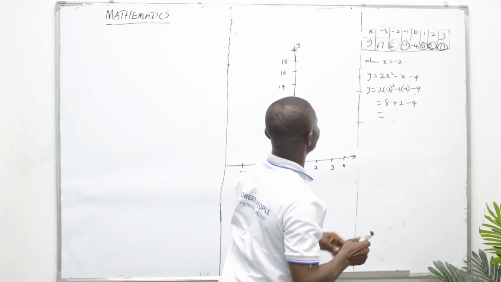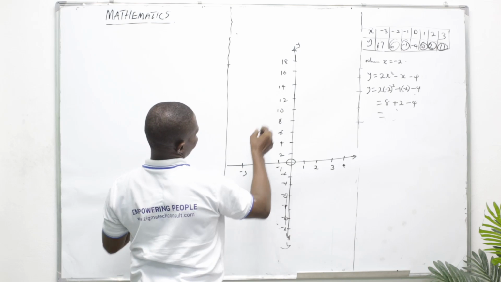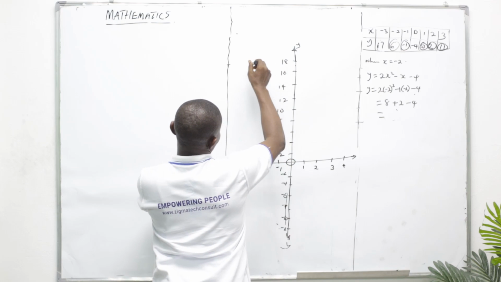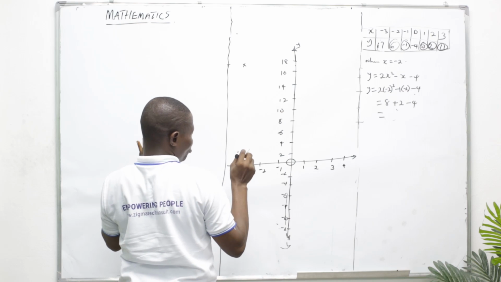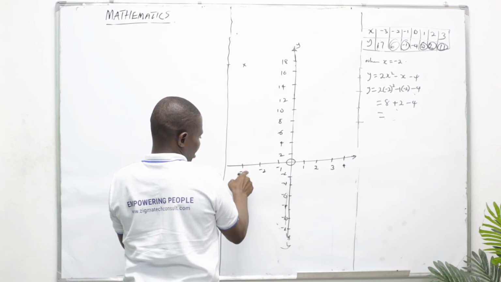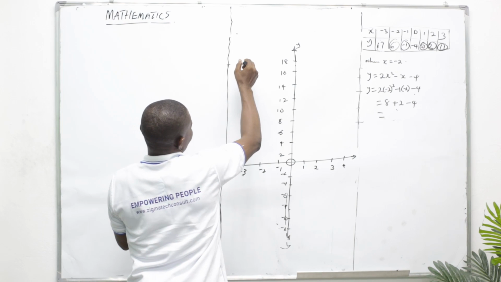When s is -3, y is 17. See 17 somewhere here. So this graph is a simple one anyway, but my interest is to show you how to plot. It's just a sketch that we are making anyway, but the plotting will be clear.